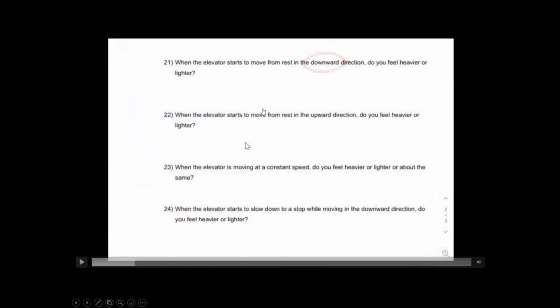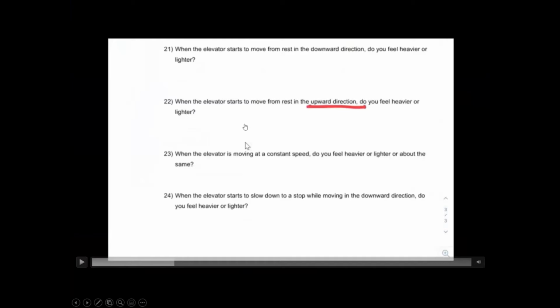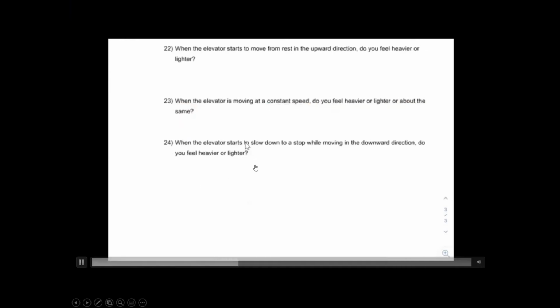So going back to this, when the elevator starts to move from rest in the downward direction, you will feel lighter because of inertia. Your body is trying to maintain its initial motion. When the elevator starts to move from rest in the upward direction, acceleration is in the upward direction, so you will feel heavier because of your inertia. When the elevator is moving at a constant speed, there's no change in motion, no acceleration. You're maintaining your initial motion, so you will feel the same.